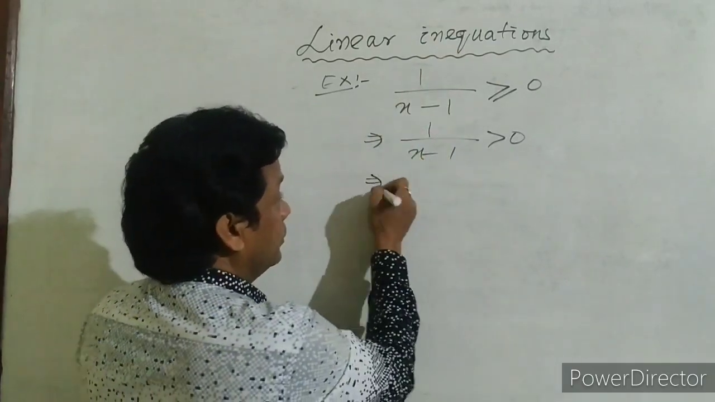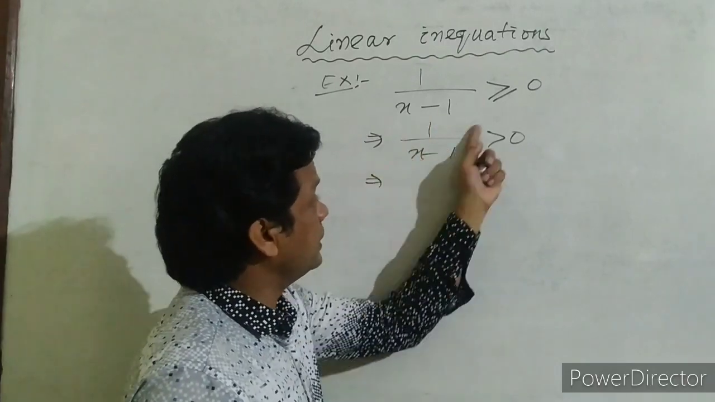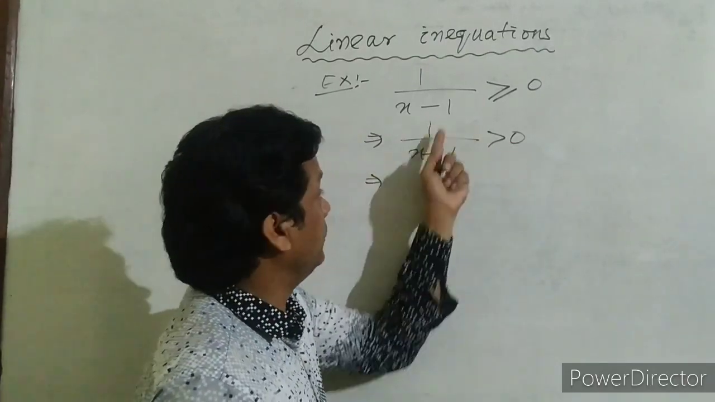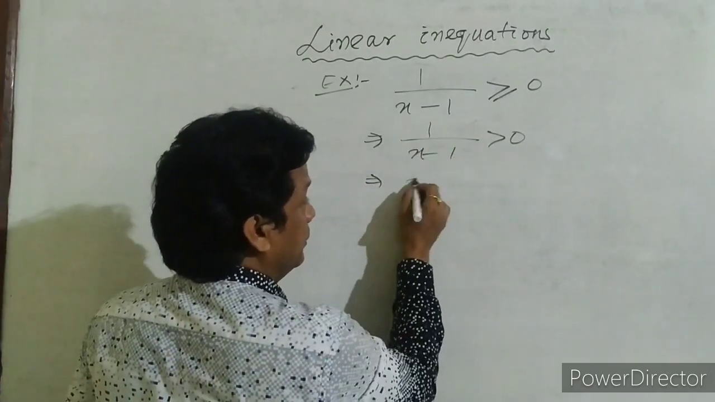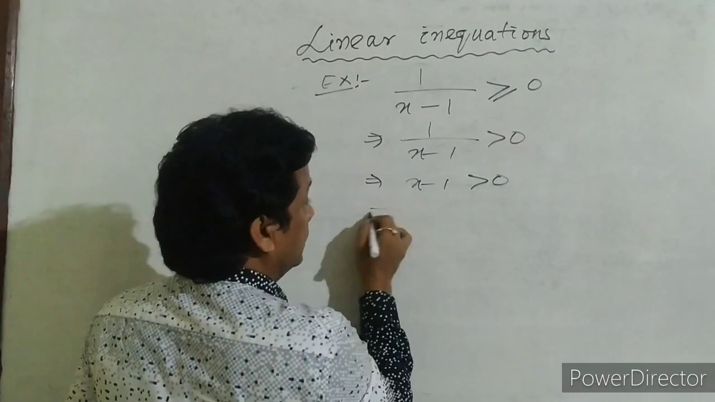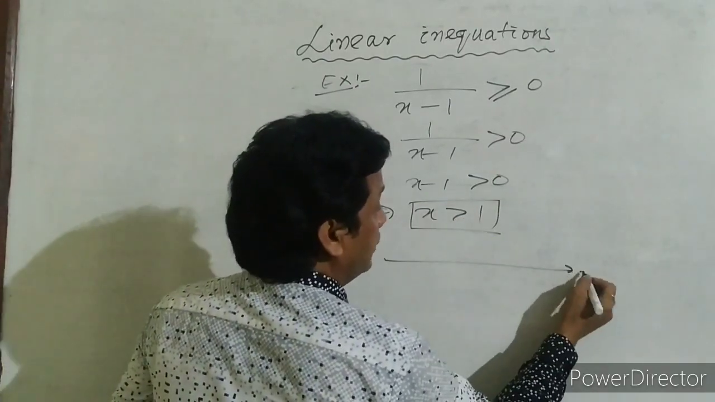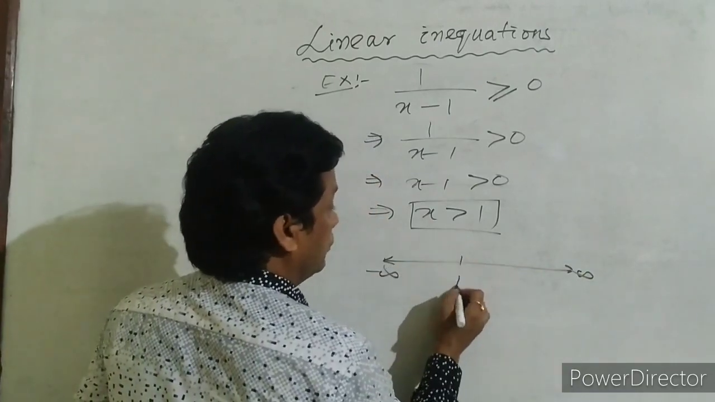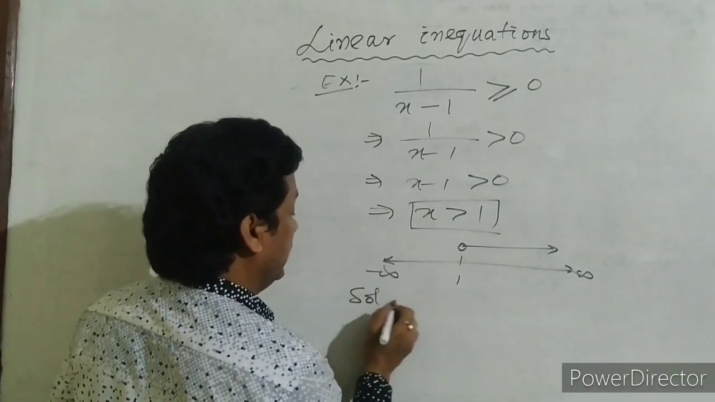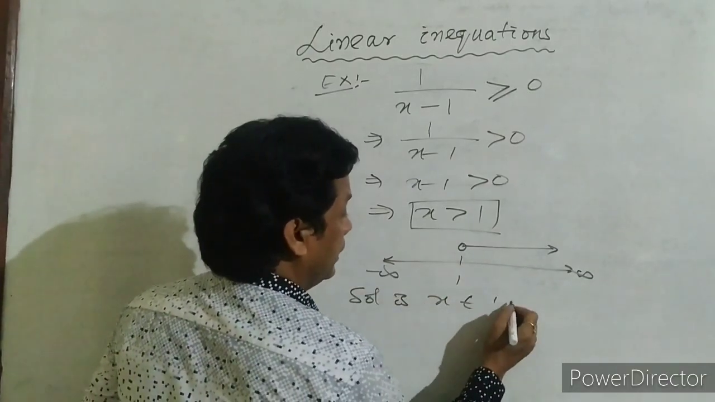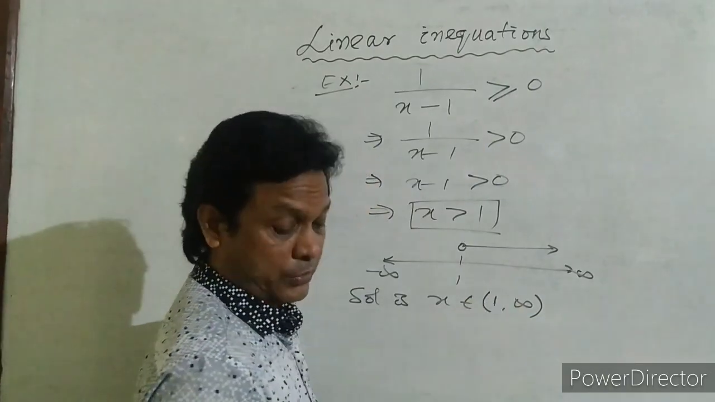So again now P by Q is positive. Positive means same sign. P by Q is greater than 0. Greater than 0 means positive, so there will be same sign. So numerator is positive, so x - 1 must be positive. x - 1 is greater than 0, that means x is greater than 1. Okay. And in the number line, this is infinity, this is minus infinity, and this is 1. So greater than 1, move towards right. So solution is x belongs to (1, infinity). This is open, this is also open. This is your answer. Okay.